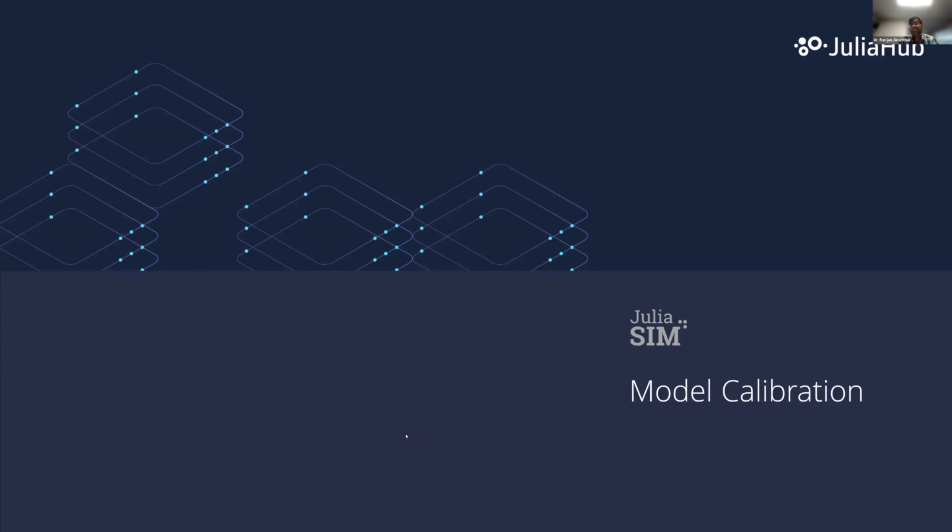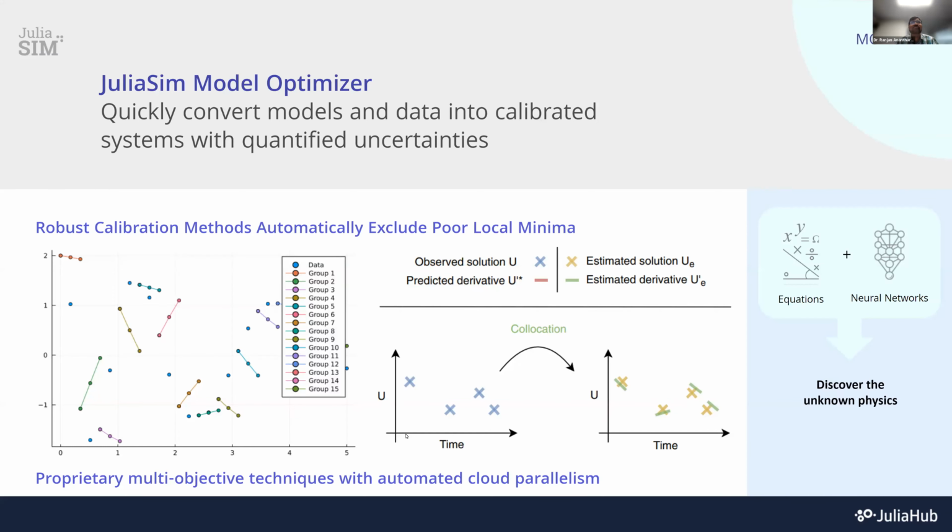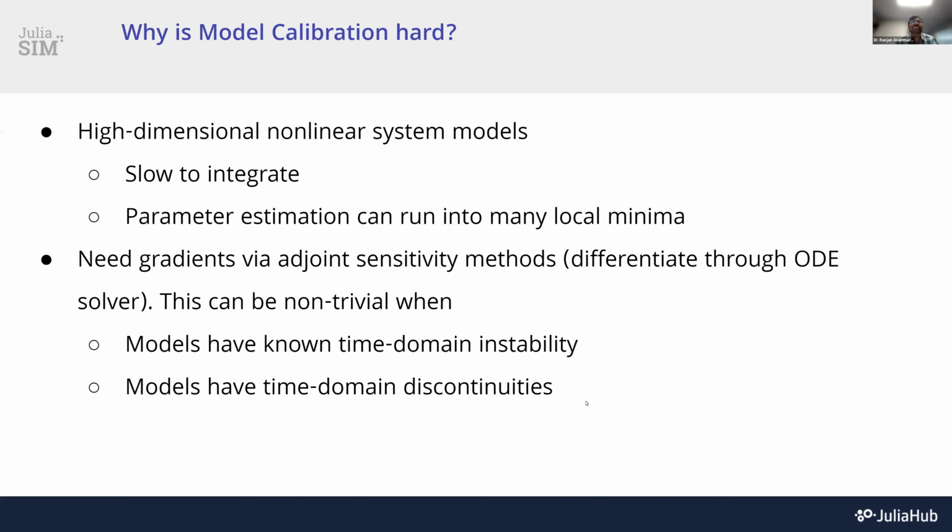Anyway, let's get into the first module, which is model calibration. As you see, Model Optimizer gives you a bunch of robust calibration methods that try to exclude local minima. These usually tend to be multi-objective, and we'll get into how exactly that happens. But before we do, to appreciate why we made these choices, I need to tell you why model calibration could be hard, and there are two main reasons.